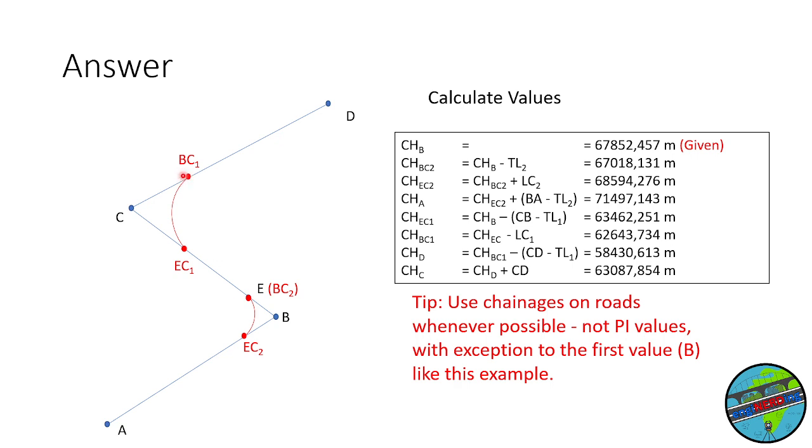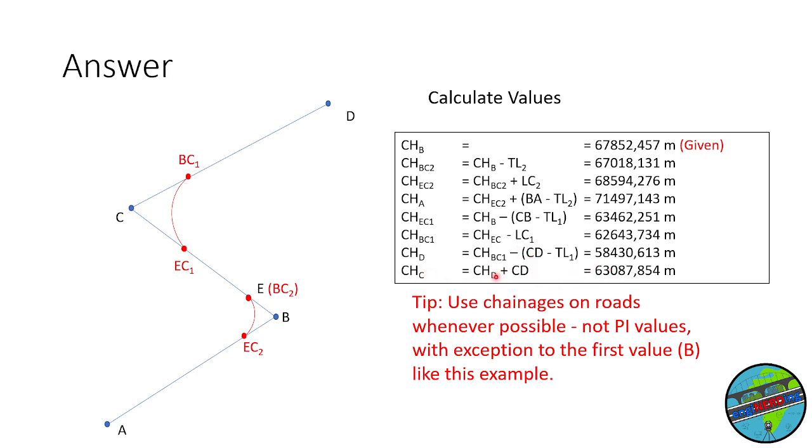Then for BC1, the opposite to what we did over here, we say EC2 minus the length of curve 1, and that gives us our BC1's chainage. Then for D, all we have to do is take the full length of CD minus the tangent length to get this length over here. We'll say BC1 minus that length gives us chainage D. And then chainage C is the last one. Now chainage C is not actually a PI, or a point on the road, but for its sake we calculate chainage C by saying D plus the length we calculated with the join of DC gives us our C chainage.